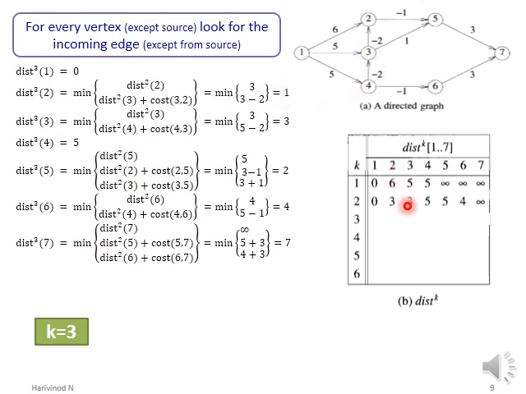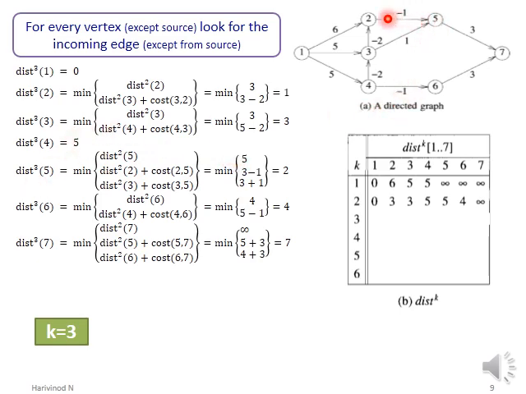Coming to 3, the earlier value is 3. Now let us see whether it has a better value. Distance of 4 minus 2: distance of 4 is 5, minus 2 is 3. That remains 3 itself. Coming to vertex 4, there is no incoming edge other than the source, so it remains as it is.